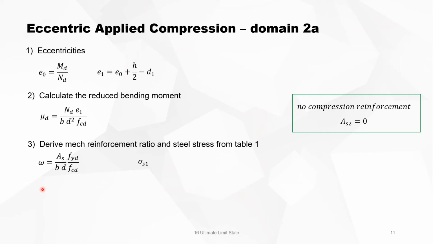But if you use a table, it's very easy. And you have the mechanical reinforcement ratio, and you look directly in the table at the stress in the steel. Then if you got the stress in the steel and you have the reinforcement, you can calculate the modified tension reinforcement, AS1.